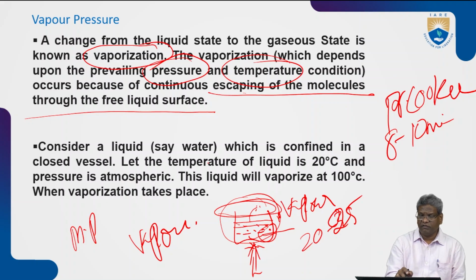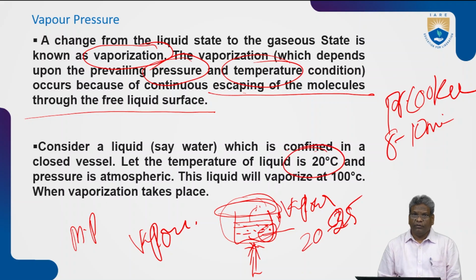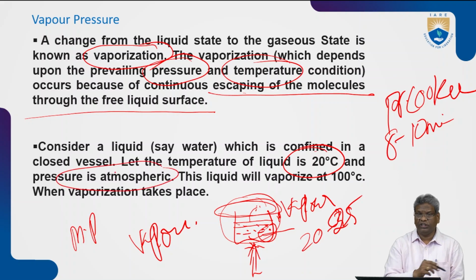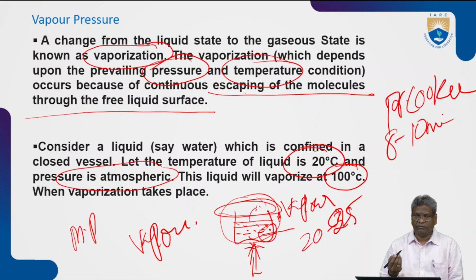So consider a liquid which is confined in a closed vessel. Let the temperature of the liquid be 20 degrees centigrade and the pressure atmospheric. So take the case of atmospheric pressure only, 760 mm of Hg. This liquid will vaporize at 100 degrees centigrade. Initially the liquid is at normal temperature, say 20, 22, 24 sometimes. So say take 20 degrees.